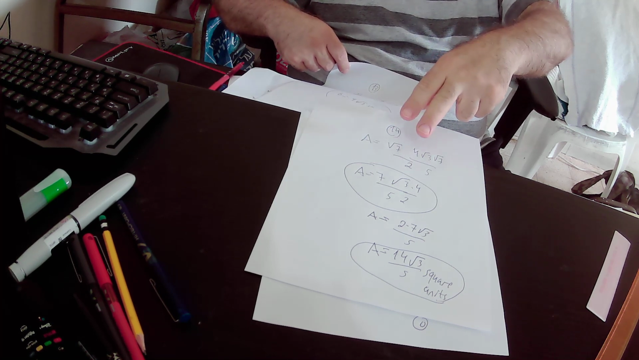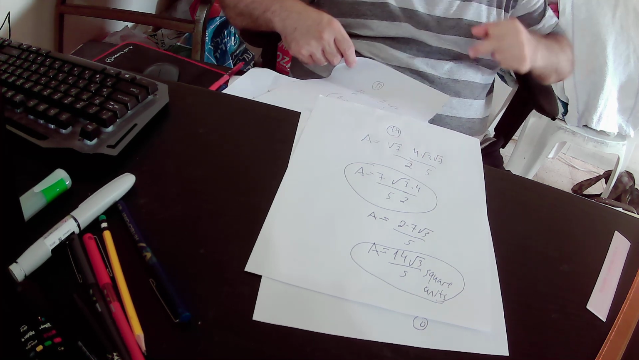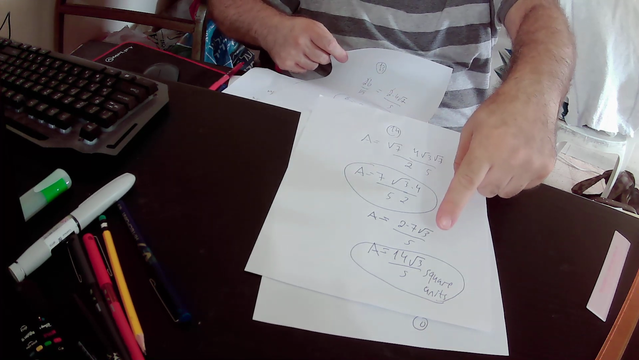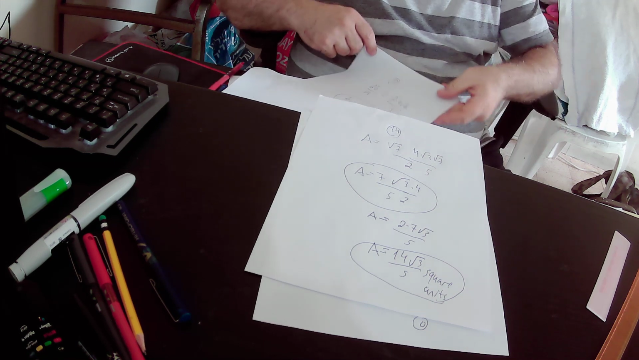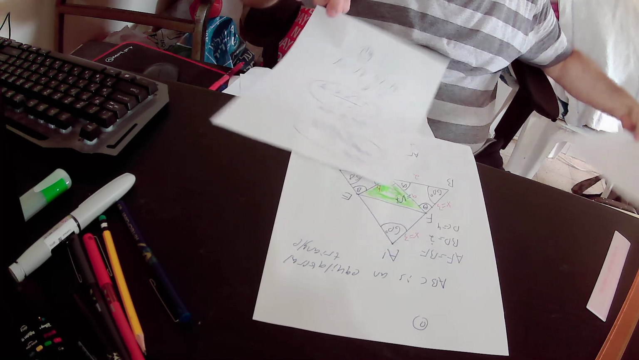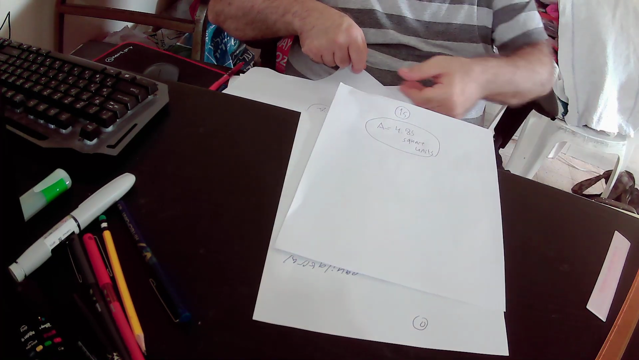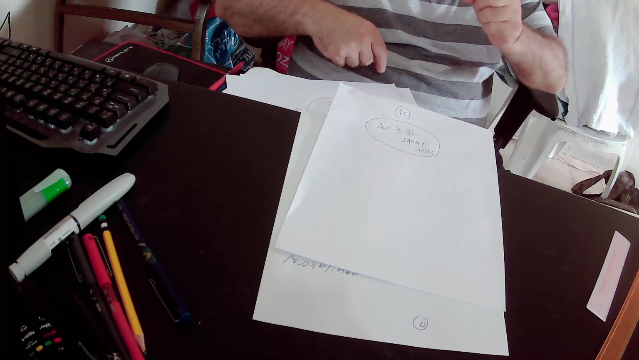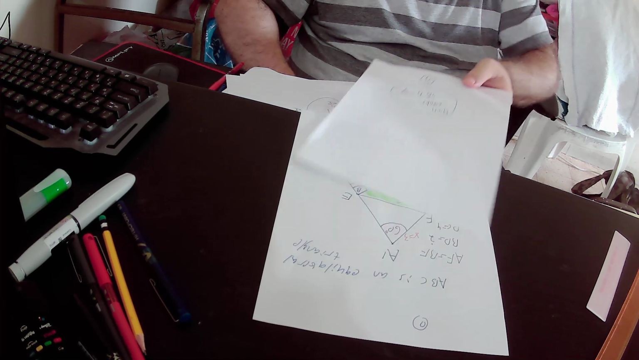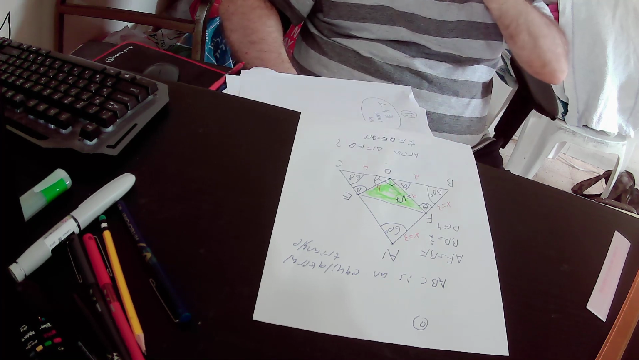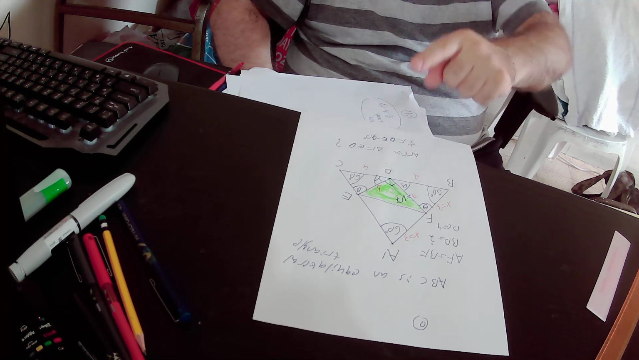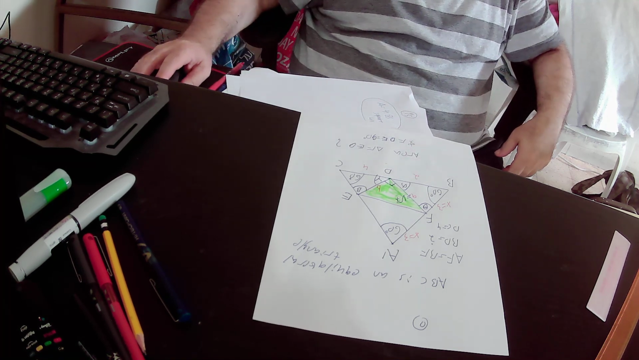So we found out that the area of the green triangle equals 14 times root 3 over 5 square units. In terms of numbers, the area of the green triangle equals 4.85 square units. So the answer to the question is that the area of the green triangle equals 4.85 square units. Okay, thank you very much.